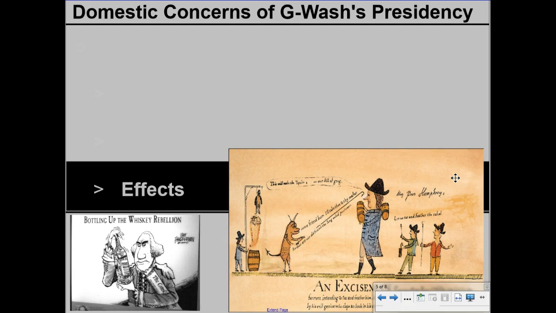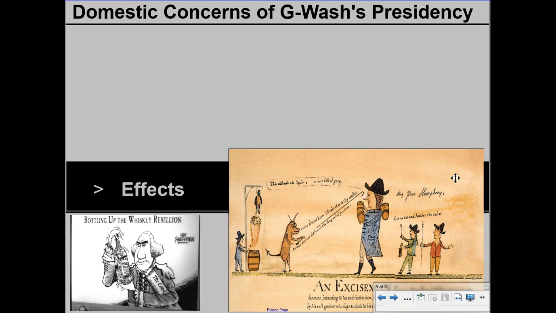Washington handled it quickly, he handled it well, the government could now command the people's respect, and this was not a repeat of the slow and ineffective response to Shays' Rebellion. So this really answered the question if the government was strong enough to deal with a rebellion against its own laws, and it showed that the government was able to actually enforce its own laws as well.